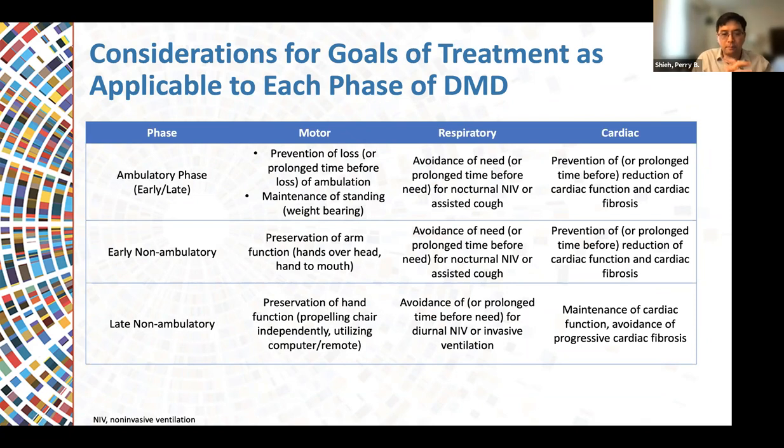feeding is a very important thing. If you can feed yourself, it's a huge issue of independence. If you can't feed yourself, you're relying on other people to do that. And respiratory function is also very important. So these patients are hoping for stability so they can maintain what they have: cardiac function, respiratory function, and motor function.